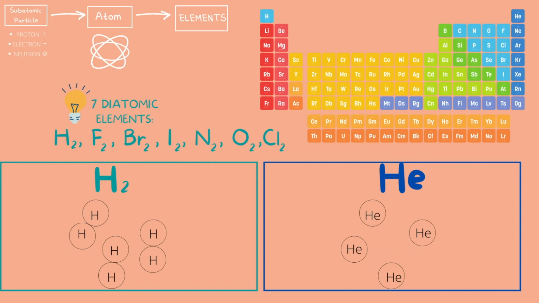Let's look at one more example. We have nitrogen on the left side and argon on the right. Nitrogen is our diatomic element, and argon is not. Nitrogen we see comes in paired atoms, and argon atoms are singular and independent from each other.